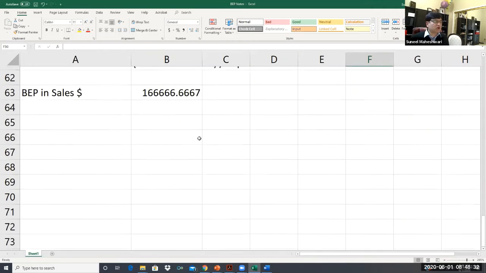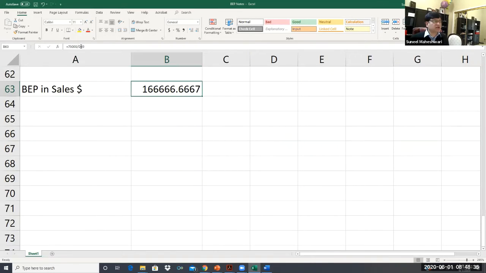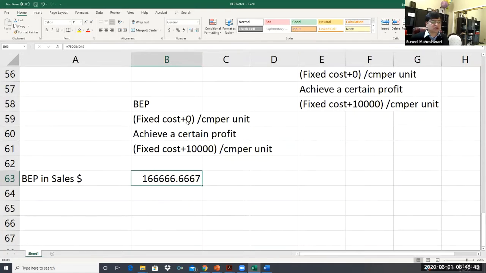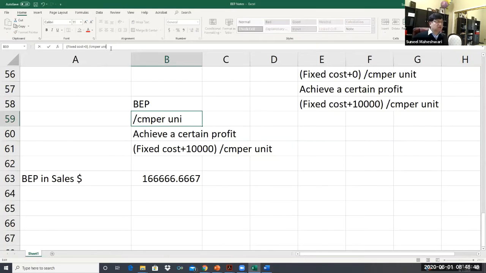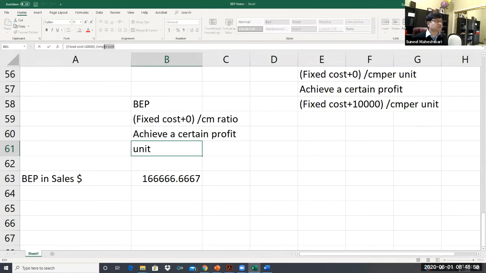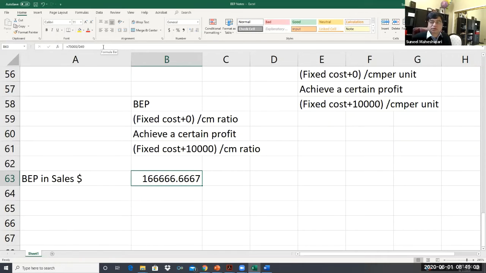Now, at the break-even point, what's the profit that you're making? You're making zero profit, right? So fixed cost plus zero, divided by the contribution margin ratio. Same thing, to achieve a certain profit, you change the formula slightly and you get it in dollar sales.